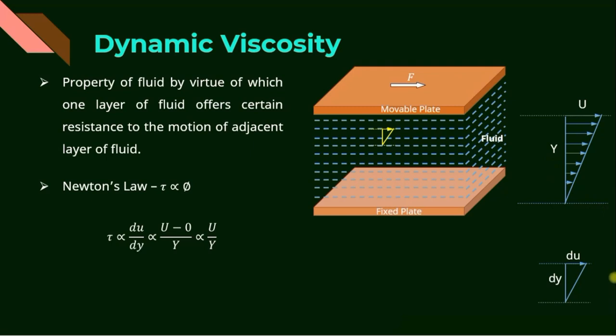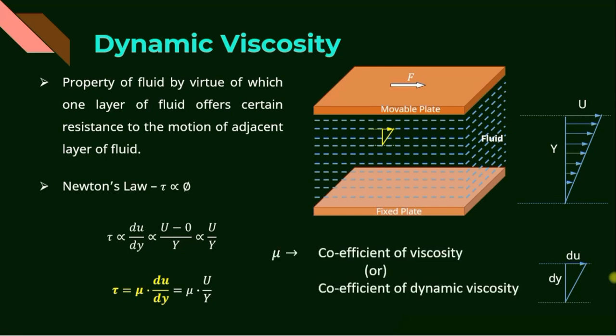To remove the proportionality constant, we introduce a term mu. So, tau is equal to mu times du by dy, which is equal to mu times u by y, where mu is the coefficient of viscosity or coefficient of dynamic viscosity or dynamic viscosity, or simply we can call it viscosity.